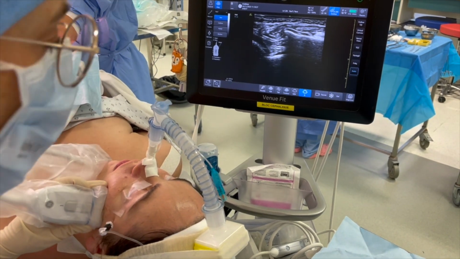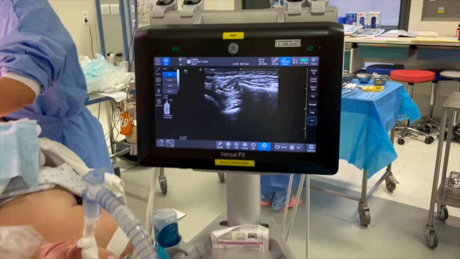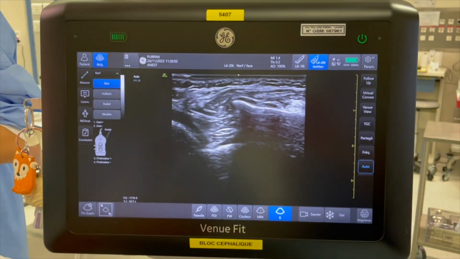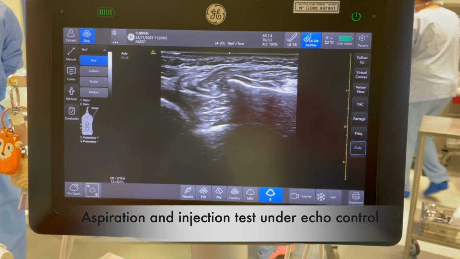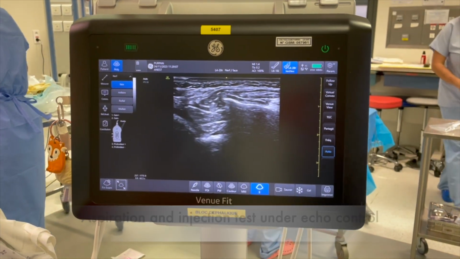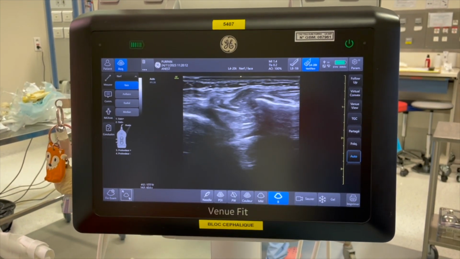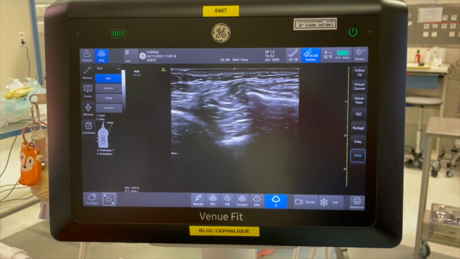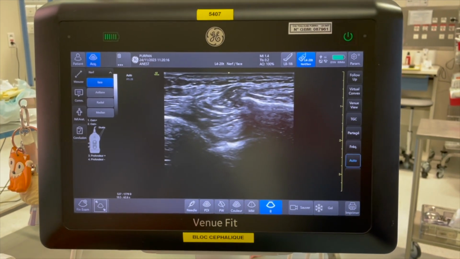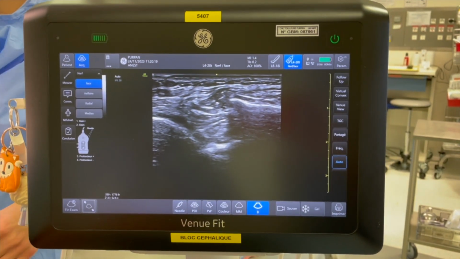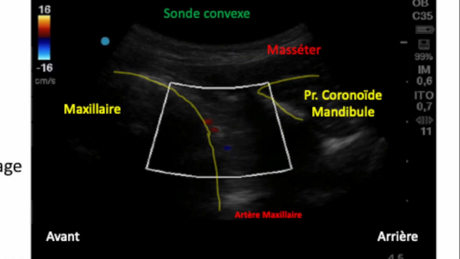A suction test is performed, followed by a careful injection under echo control. The objective is to observe the local anesthetic diffusing towards the depth of the pterygopalatine fossa, lifting the structures towards the surface. Although the maxillary nerve is not directly visualized during this diffusion block, a Doppler shot at the bottom of the fossa can sometimes help locate the maxillary artery, whose puncture must be avoided.